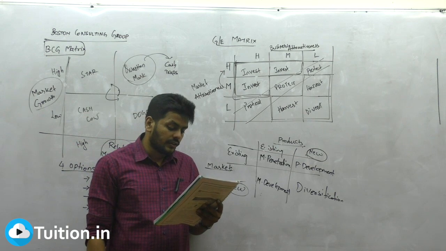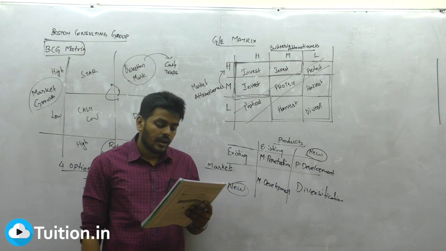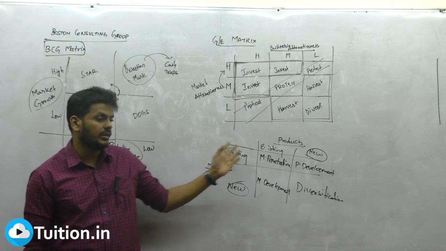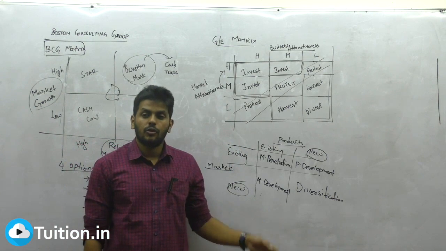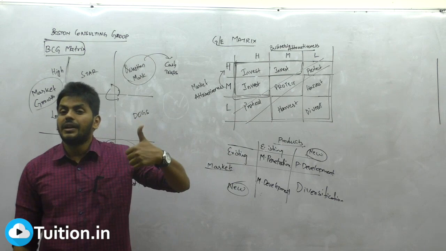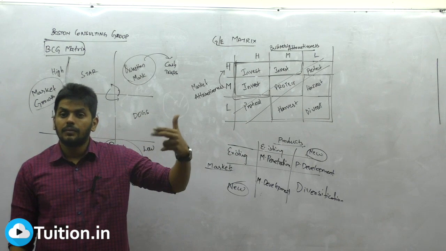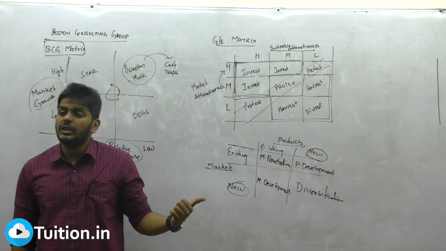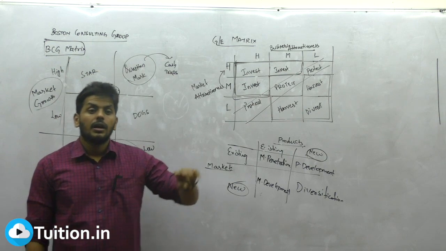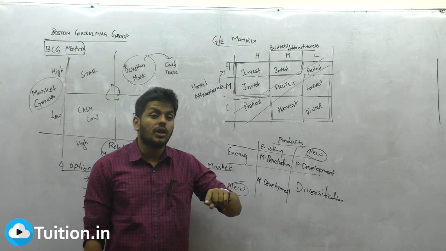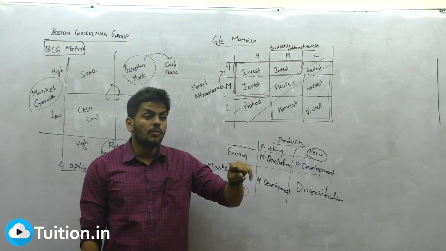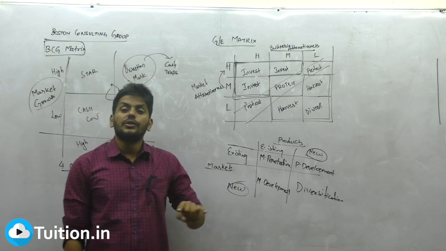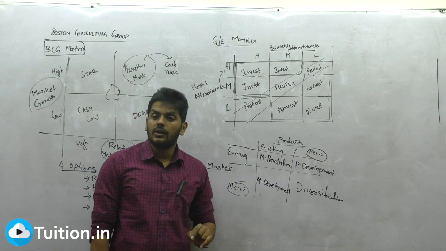As market conditions change over time, a company may shift product market growth strategies. You can shift from anything to anything. What are the four options? Market penetration, market development, product development, diversification. What is market penetration? Existing product into existing market. New product into existing market is called product development. New market to an existing product is called market development. New to new is called diversification. Everybody, are you clear about it?